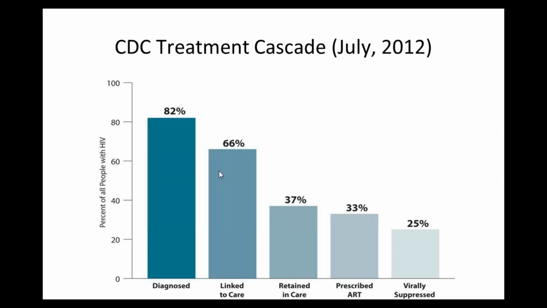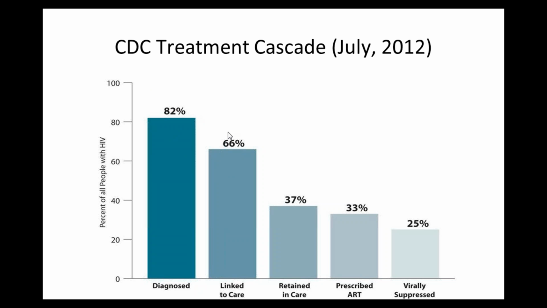So there's this idea of a treatment cascade. The treatment cascade asks the question, of all the people that we're treating, how effective are we being? So in the United States in 2012, it turns out that 82% of the people who had HIV were probably diagnosed. So there's only about 20% or less in terms of the number of people who don't even know that they have HIV infection.